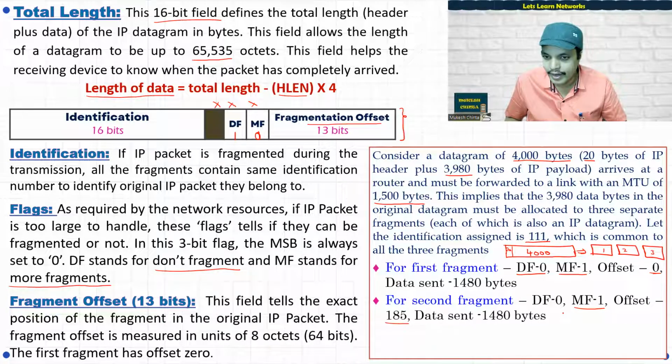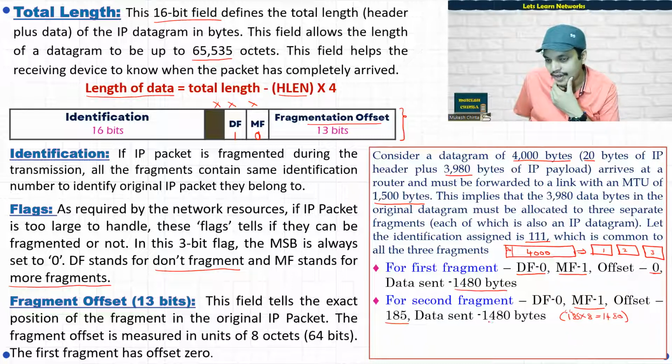If you multiply 185 by 8, because the offset is calculated in units of 8 octets, in units of 8. Okay, so 185 times 8 gives me 1480. I'm saying that the first 1480 bytes are here. For the second part, you are again sending 1480, but you are starting from 1480 onwards. So this is the second one.